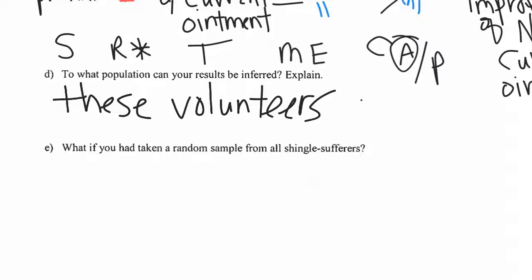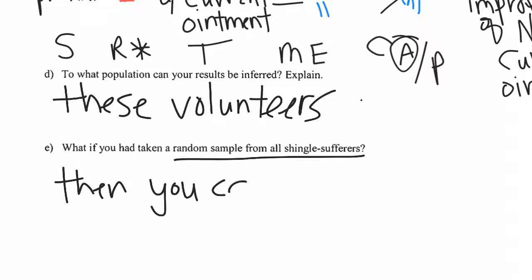All right, what if you had taken a random sample from all shingles sufferers? If you had randomly selected from all shingles sufferers, then who could you generalize to? Then you could generalize to all shingles sufferers.